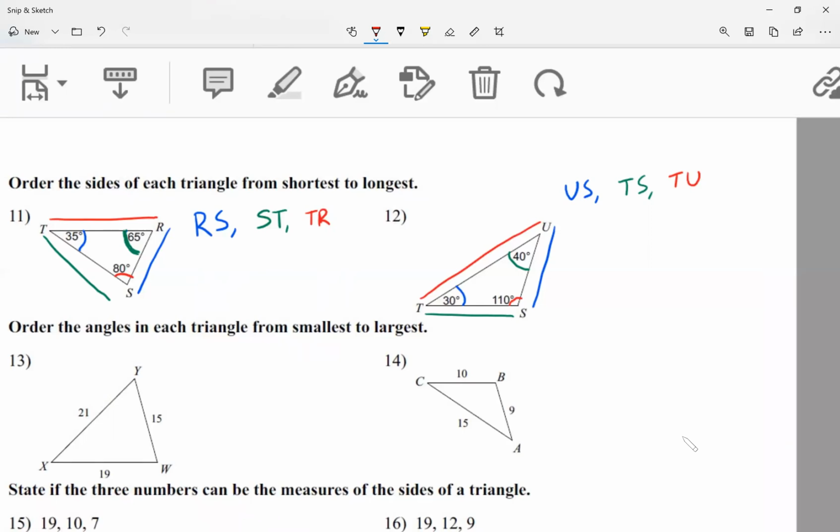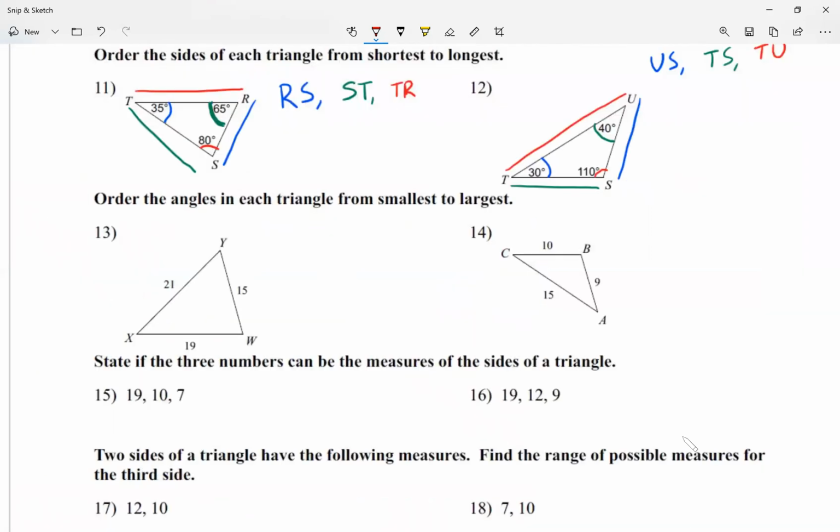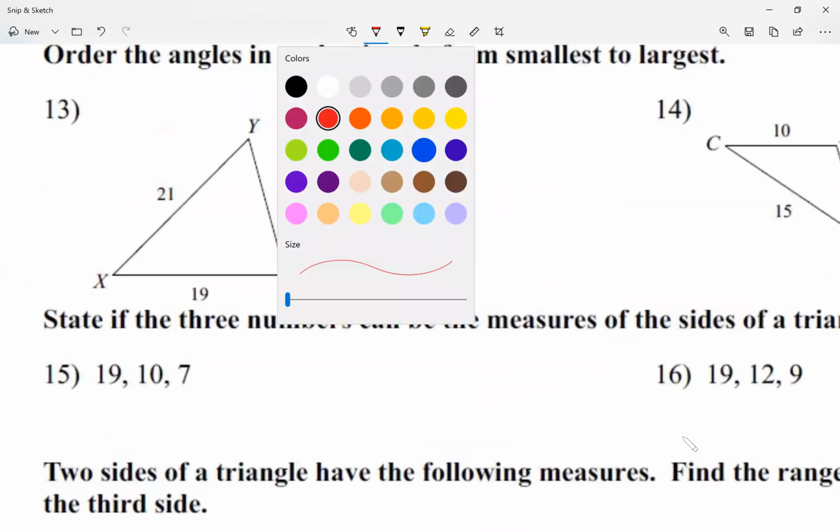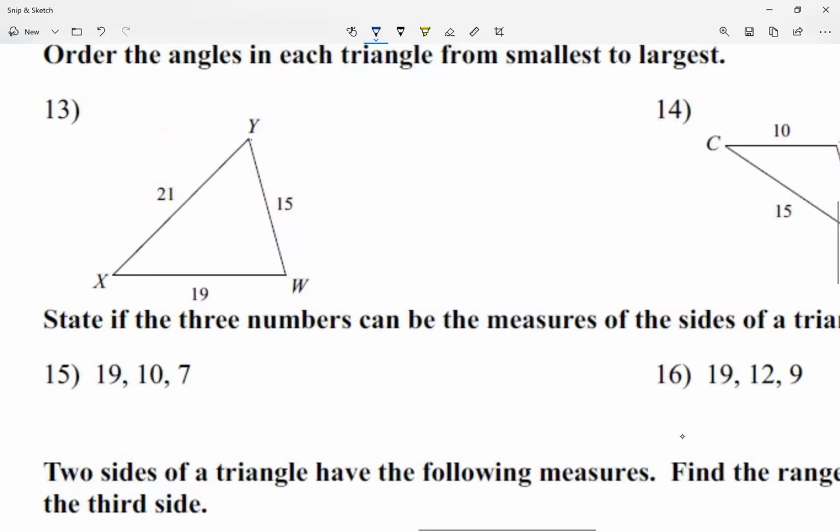Same idea I'm going to use here for questions 13 and 14. Here, I give you the measurement of the sides, and I want you to order the angles in each triangle from smallest to largest. So what I see here, the smallest side is 15. You can compare numbers. The smallest side is 15. So that means the smallest angle is this one. Unfortunately, I cannot just point at it. I have to type it in.